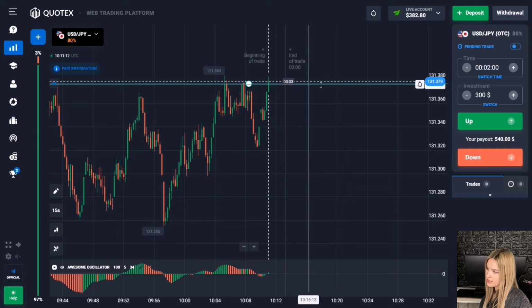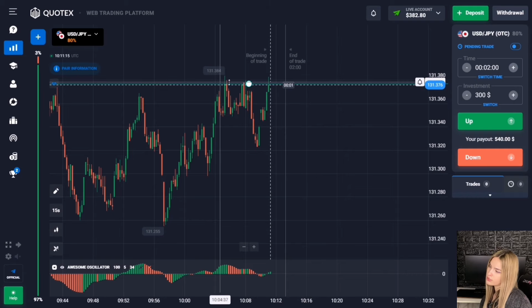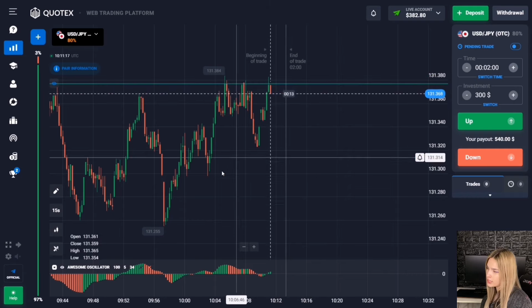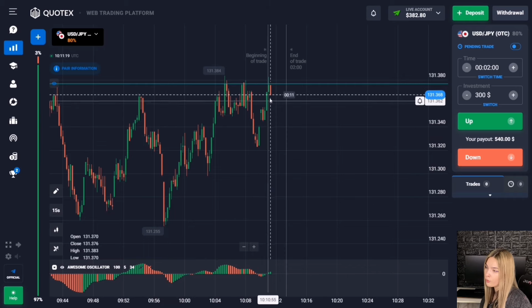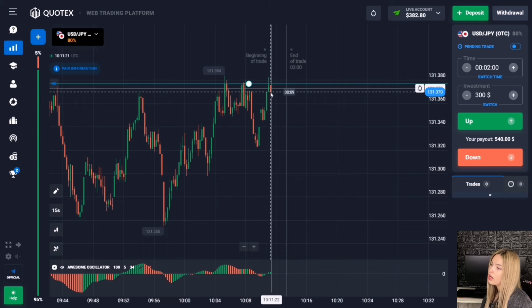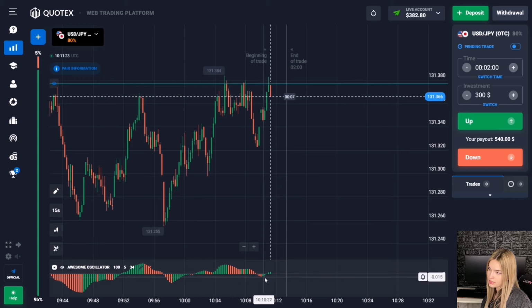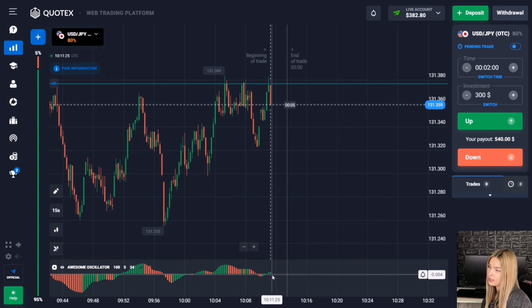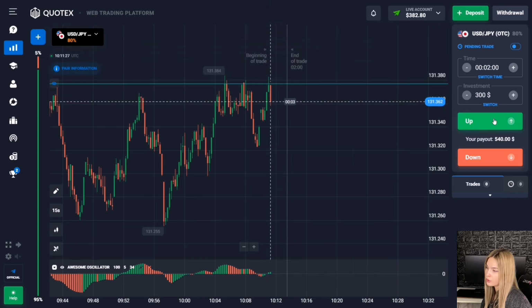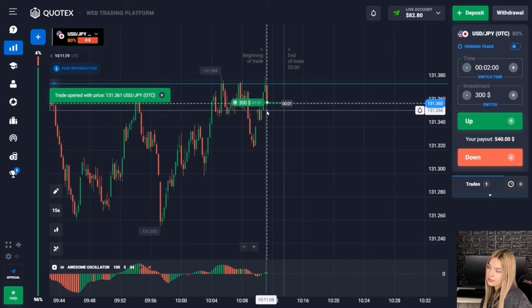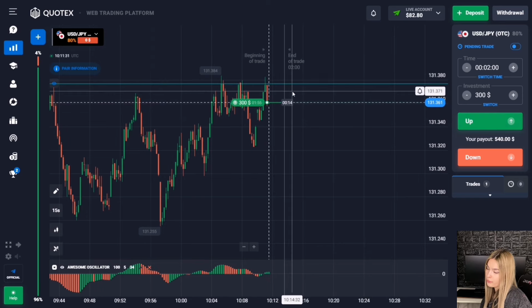Here we have a resistance level. We also see that the main price lows are getting higher. The overall price potential is going up. At the moment, there is a kind of compression. Also, at the same time, green histograms begin to form, and I think we'll open a deal for 2 minutes to go up.